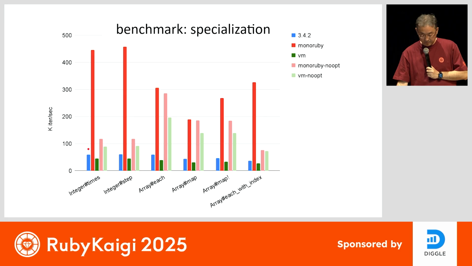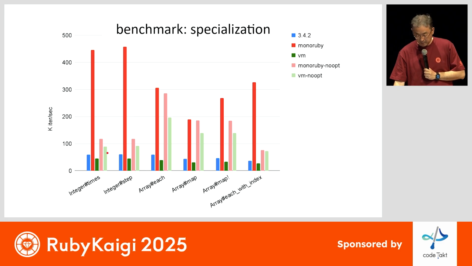And in the red bar, monoruby, methods like Integer#times are written in Ruby. And in the pink bar, before optimization, methods are written in Rust. On the other hand, the green bars are for the interpreter, which shows it getting slower after optimization.